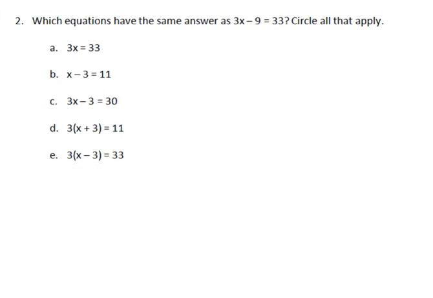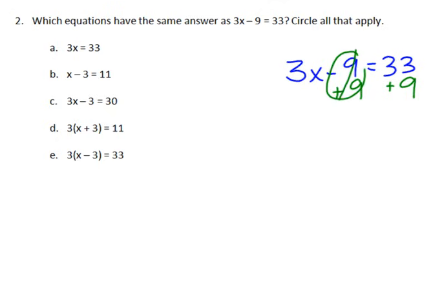All right, number 2, we need to figure out which equations have the same answer as 3x minus 9 equals 33. So I'm going to start by just solving that equation. 3x minus 9 equals 33. Pretty straightforward two-step equation. I'm going to add 9 to each side. So that's my 0 pair. And then I have 3x equals 42. And then finally divide by 3 on each side.